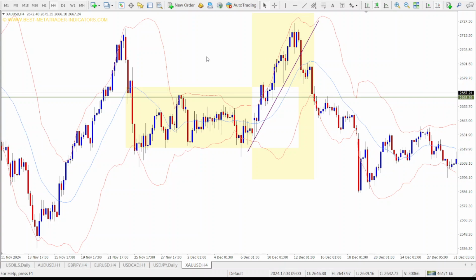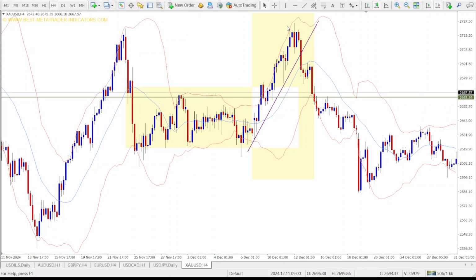Whenever you have such a breakout, you should be looking for an entry point. If it is a breakout to the upside, you should be looking for a buy entry point. If it's a breakout to the downside, you should be looking for a sell entry point. In this particular example, we had a breakout to the upside, so we're going to be looking for a buy entry point.